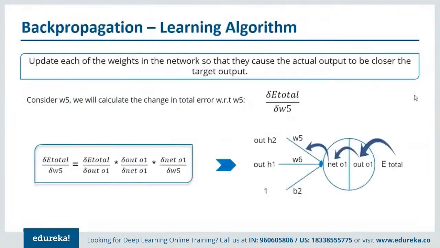Next up, we need to update the weights so as to decrease this error. What we're going to do is first calculate the change in total error with respect to any of the weights. We'll take W5 for example, just to show you. So we're going to calculate the change in the total error with respect to the weight W5. We're going to apply the chain rule here. Using partial derivatives, we're going to calculate delta E total by delta out O1, into delta out O1 by delta net O1, and then delta net O1 by delta W5. As you can see from this example as well: change in E total with respect to out O1, change in out O1 with respect to net O1, and change in net O1 with respect to W5. We're going to multiply that and we're going to get this particular term.